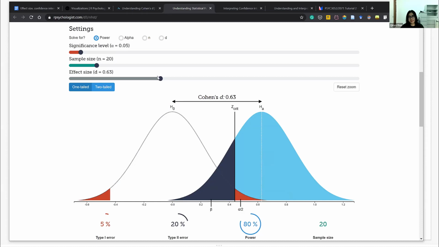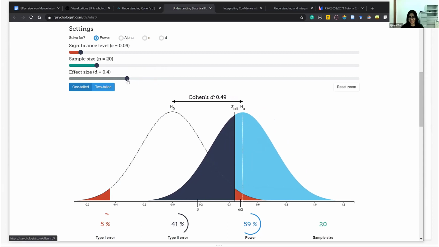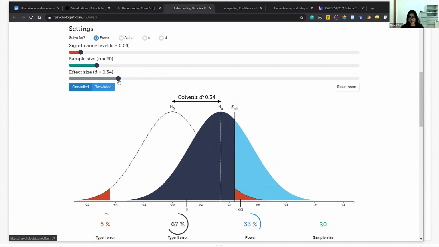So now let's see how our power is going to change given the change in the actual effect size between the populations. If we decrease the actual effect size, it means that the two distributions are going to come closer. And you can see that the critical value remains unchanged. However, the dark blue area increases, which means we are more likely to make a type 2 error. That means we have less power.